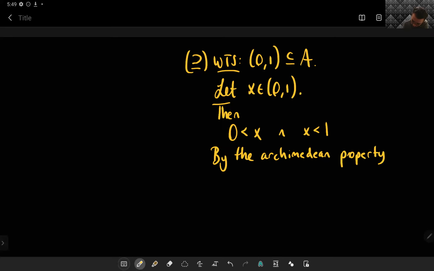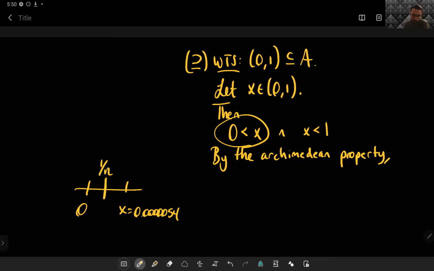and I'll basically tell you what the Archimedean property is here. The fact that 0 is less than x means, if I put these on a number line, 0 is here, x is here. Maybe x is super duper close, like 0.00000054 or something. But the Archimedean property tells us that no matter how close two real numbers are, I can always find some particularly nice number here, call it 1 over n, that's between them.